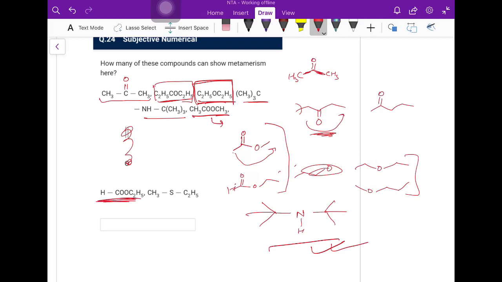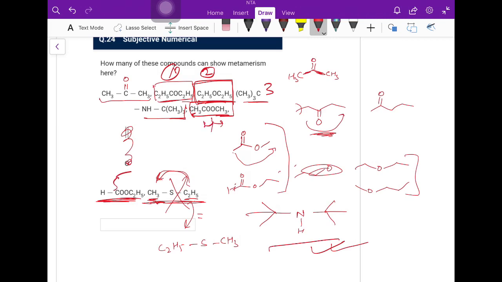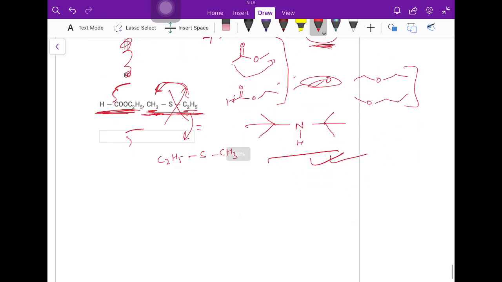So this will be the option, and then in this one, only one CH3 is present on one side. If you move one CH3 to this side, you will get C2H5 and then sulfur and then CH3 again. So this is the same group, so this will not show the metamer. So we are left with 1, 2, 3, 4, 5 options only. So 5 will be the answer.